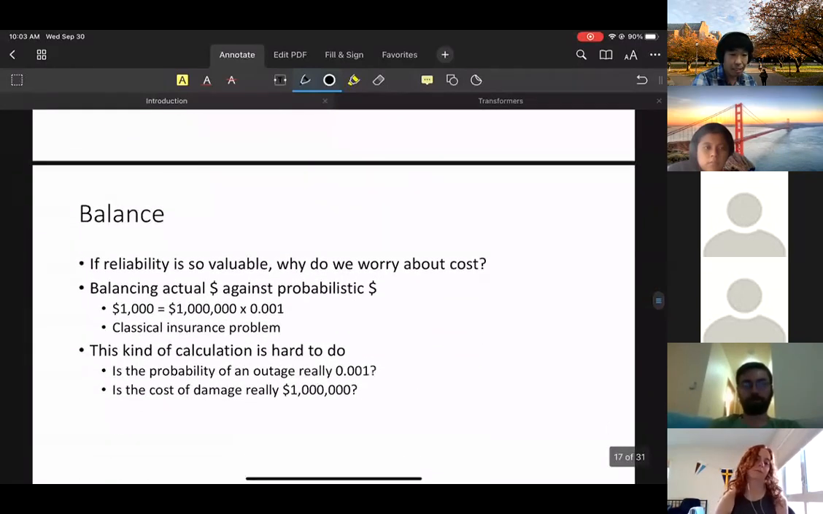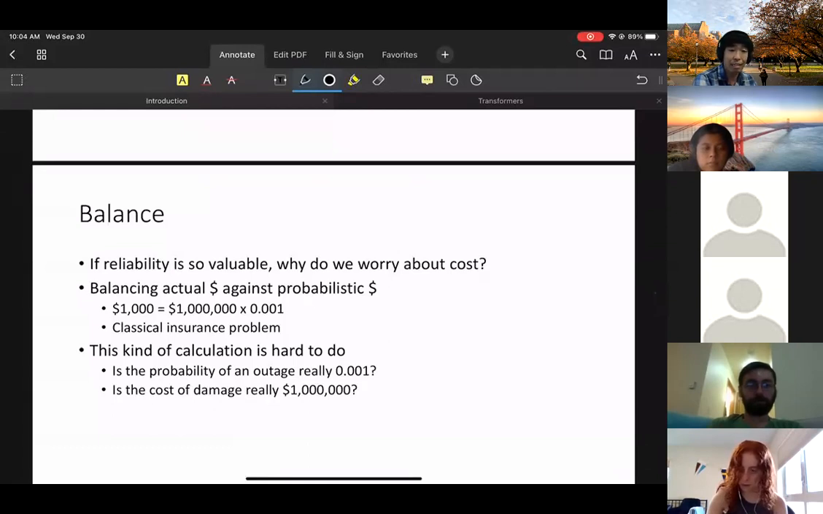So, balancing this is kind of challenging, because we're balancing against something that has a very small chance of happening. Let's say, a power outage. A power outage may cost us $1 million, but the chance of that happening may be very small. So how do I think about this kind of issue? You get into the classical insurance problems.